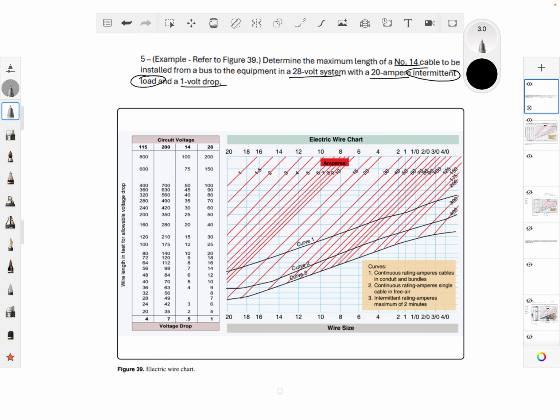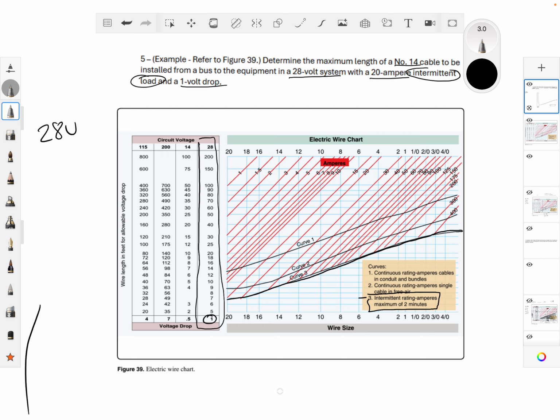All right, so intermittent means we're going to be on curve above curve 3. So here's curve 3. We just need to make sure that our intersection is above curve 3. All right, so we have 28 volts, a 1 volt drop, which is built into the column, right? So we're going to be using this column here. So we don't need to worry about that 1 volt drop. It's built in here at the bottom.